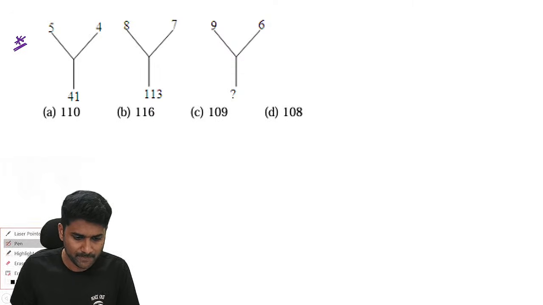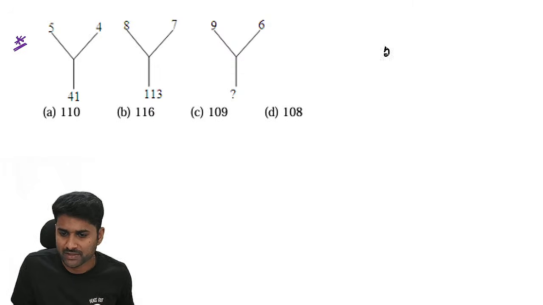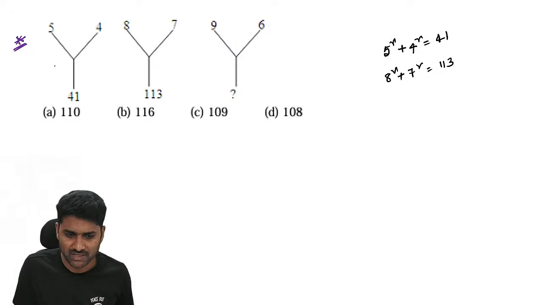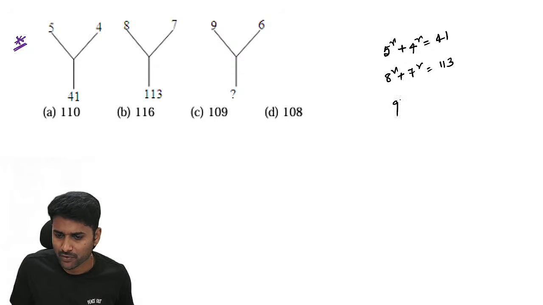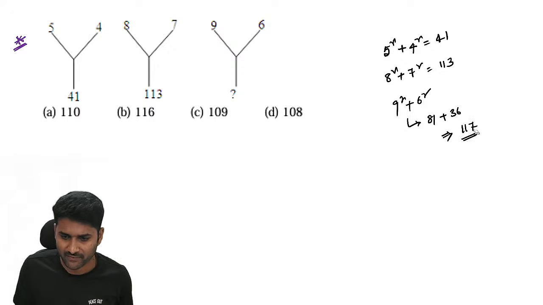For this question, you can go in this way, sir. 5 square plus 4 square is equal to 41. And 8 square plus 7 square is equal to 113. Because the same logic satisfies both the conditions. But if you go with 9 square plus 6 square, 9 square is 81, 6 square is 36. Then the resultant is 117.